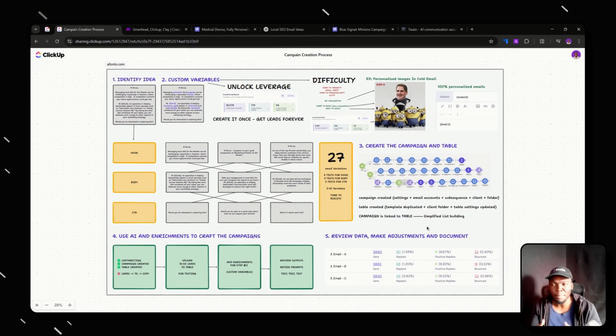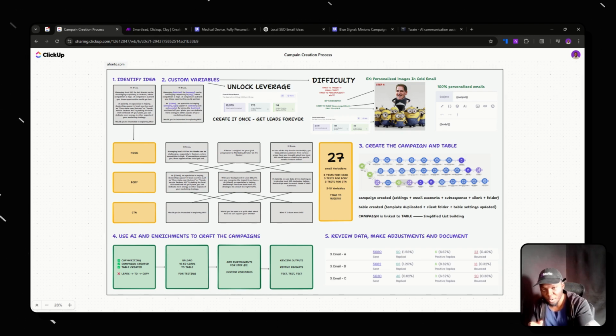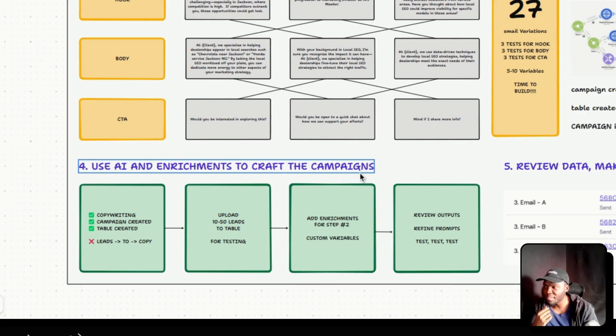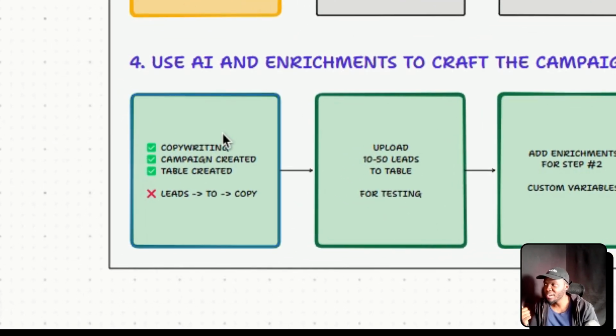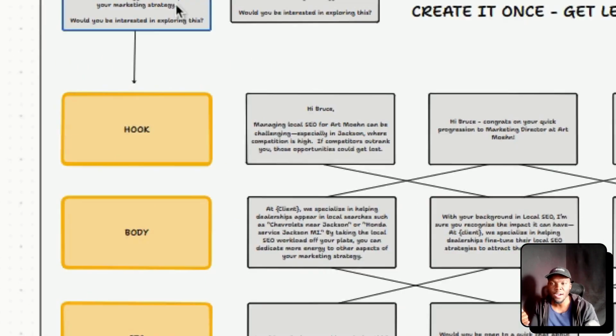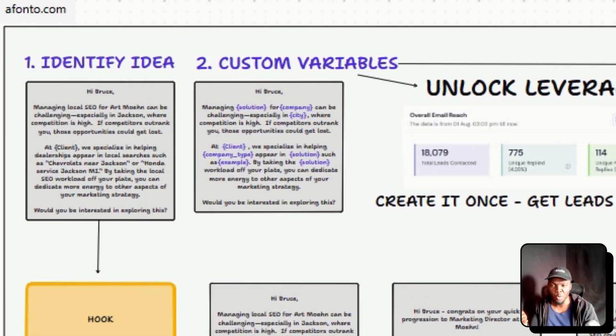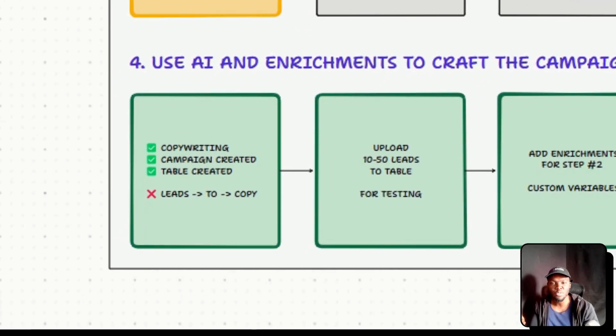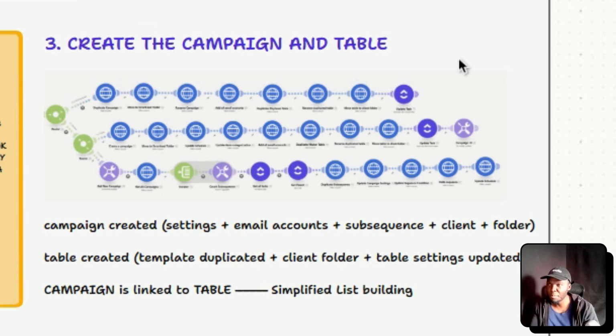And so when we're talking about list building, we can actually just go ahead and go to the table where the campaign is linked to, and then just add the leads to the campaign table, rather than having a list of people and not knowing where to add it. And so that's how we simplify list building. And then step number 4 is using AI and enrichments to craft the campaign. So by the time we reach step 4, we already have the copywriting. So the copywriting comes from this identify idea section and then figuring out which sections we want to mishmash together. And then creating the campaigns and the table, that comes from the automation over here that's creating the campaign and the table. And again, if you're an agency, you want to have all of these systems optimized.